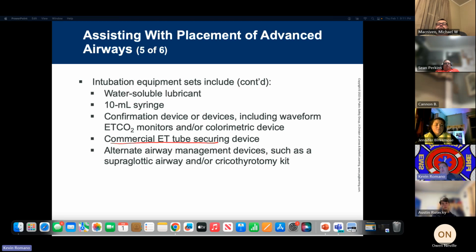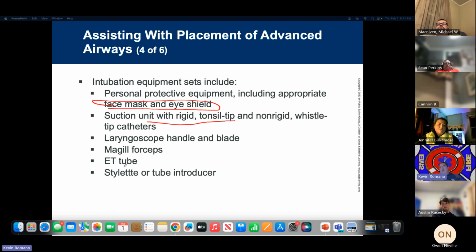Laryngoscope blades and handles. There's two different types. There's what they call Mac and Miller blades. There's other ones out there too for hyperangulated. We're not going to get into that. Mac and Millers. Mac, think of a Macintosh apple. It's a curved blade. Miller, think of like Miller. It's straight up and down.